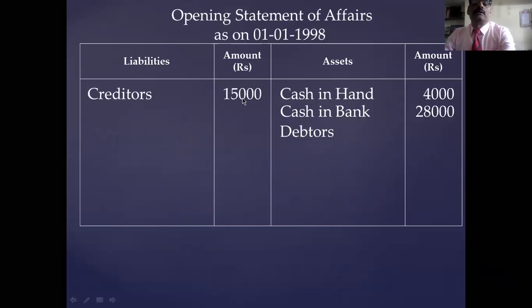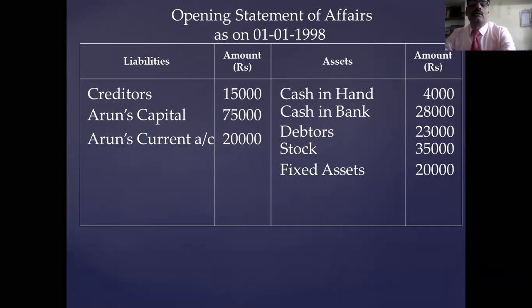In the statement of affairs, already all the points are covered. You take the total. Okay, capital is given. You take the total. Cash opening statement of affairs is clear. Now you prepare the balance sheet. Go to balance sheet.